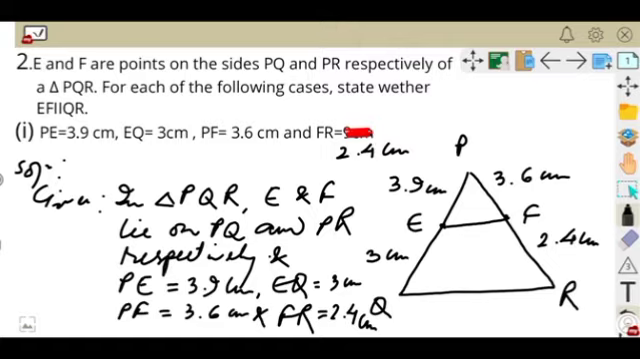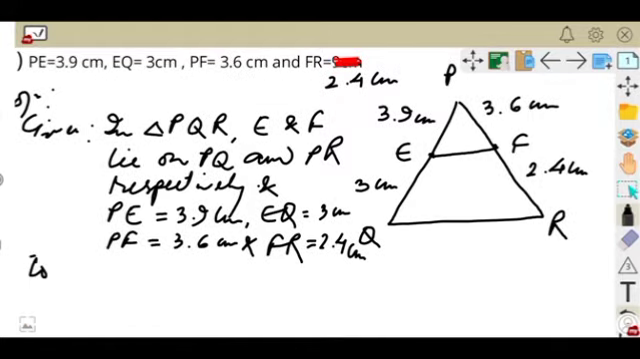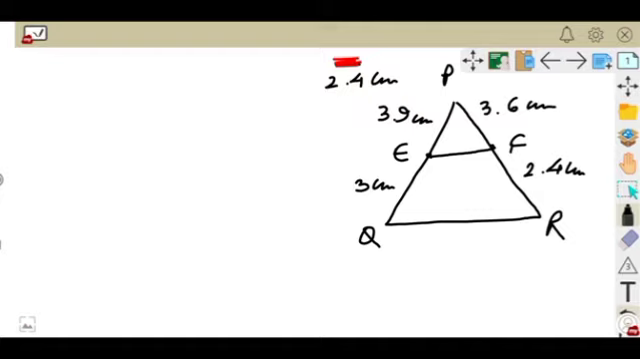But what we have to do? We have to check whether this EF is parallel to QR or not. To check EF parallel QR. Next, I'll continue here. I'll write procedure.